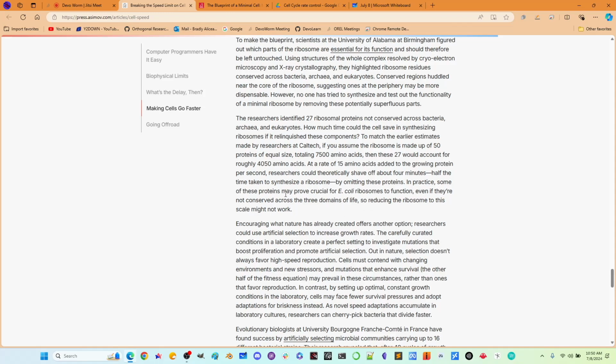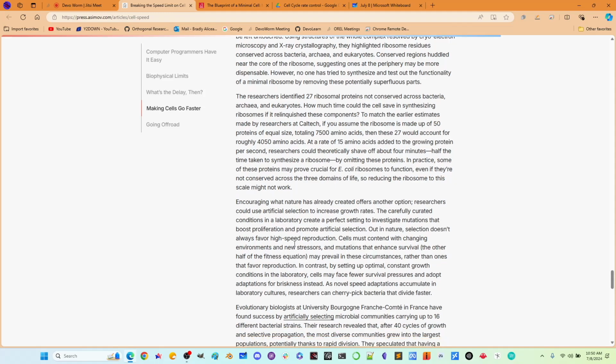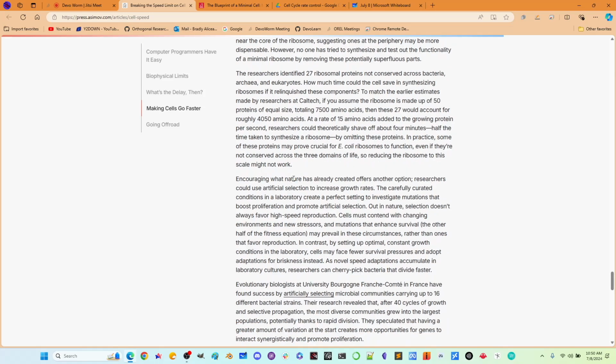But of course, there are problems with this in practice. Some of these proteins may prove crucial for E. coli ribosomes to function, even if they're not conserved across the 3 domains of life. So reducing the ribosome to this scale might not work. And again, you're just trying to find the common ancestral ribosome. But in the context of the cell, it might be that E. coli needs these specialized ribosomes. And that's another thing that we have to consider with minimal cells. What can we reduce without killing the line or making it non-competent?